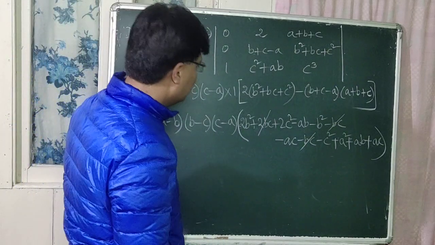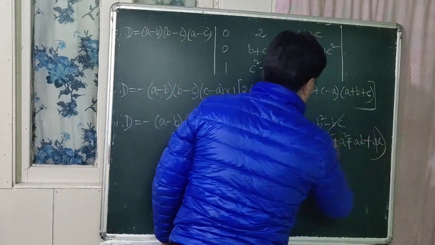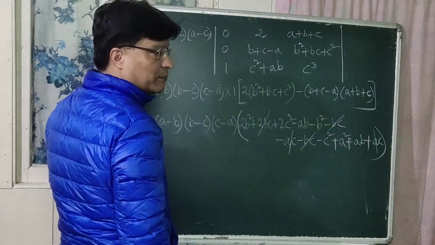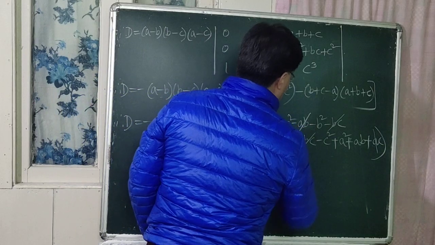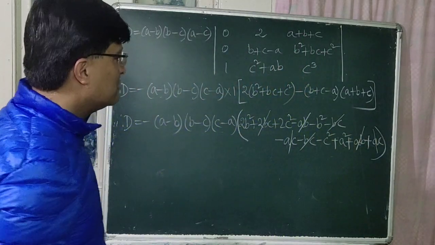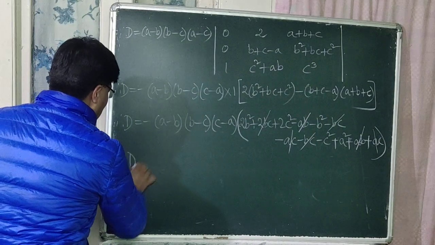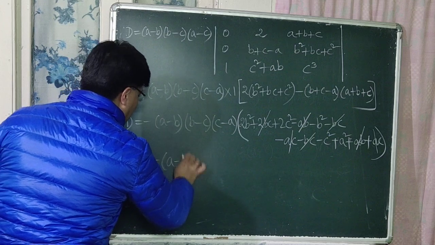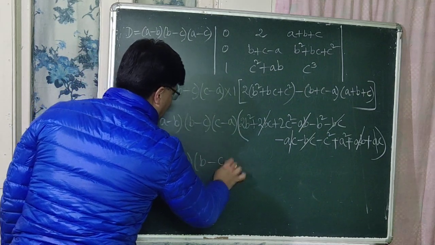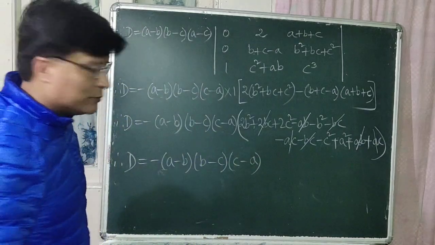ठीक भयो? अब हेरौँ. minus ac plus ac. ठीक भयो? This is minus ab. This is minus ab plus ab. They can be cancelled. बुझ्दैछ होला सबैले? Therefore, d is equal to minus within bracket a minus b, b minus c into c minus a. Is that clear to all of you?